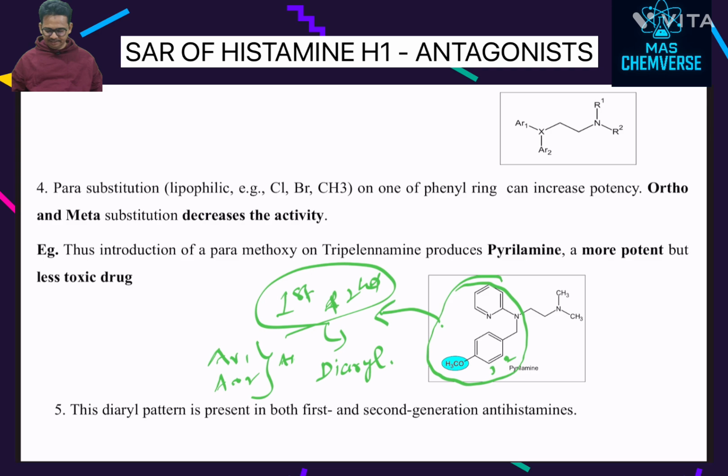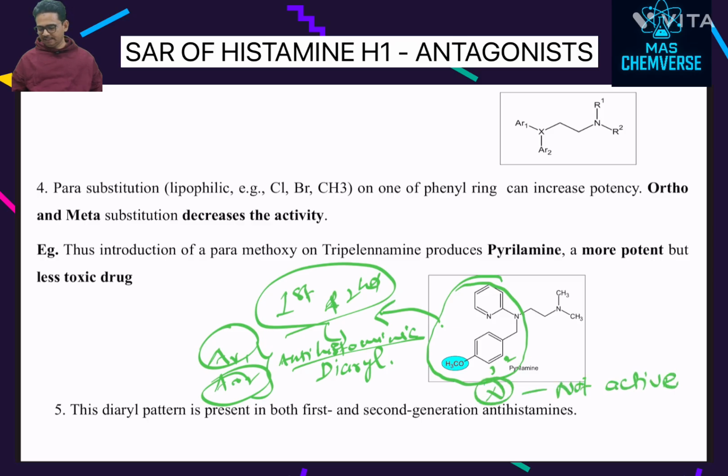This is important for the antihistaminic activity. Remember that. Important for what? Antihistaminic activity. If this diaryl pattern is not there, the compound is not active. Not active in the sense that it won't show antihistaminic activity. You have to remember that. That's why both AR1 and AR2 are very important to show the antihistaminic activity.